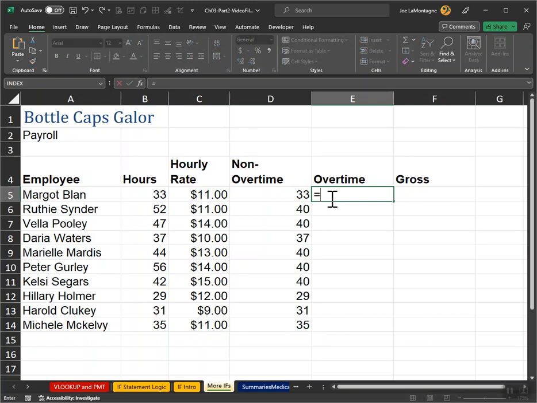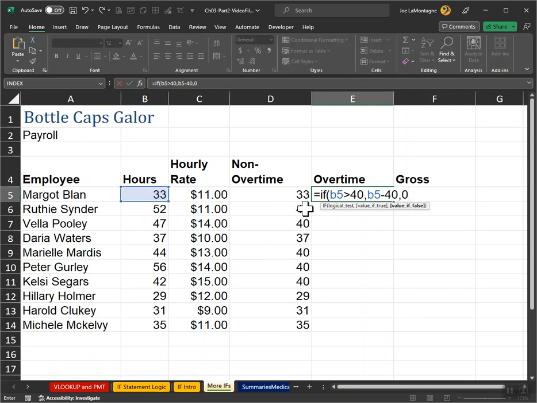So we'll do, again, equal if, and the logic test. This time we want to look for which of those employees have worked more than 40 hours. So this would be for greater than 40. Then we need to determine how many of those hours over 40 are overtime. So we take B5 and we subtract 40, because they've already gotten that for their regular time. Otherwise, if they haven't worked over 40 hours, then they don't get any overtime. So that will be 0.